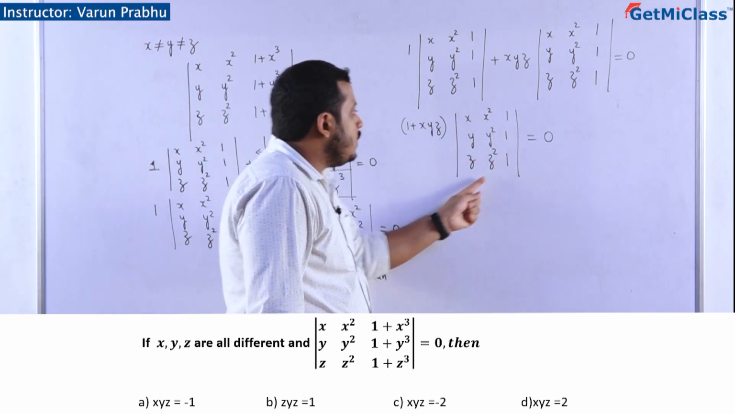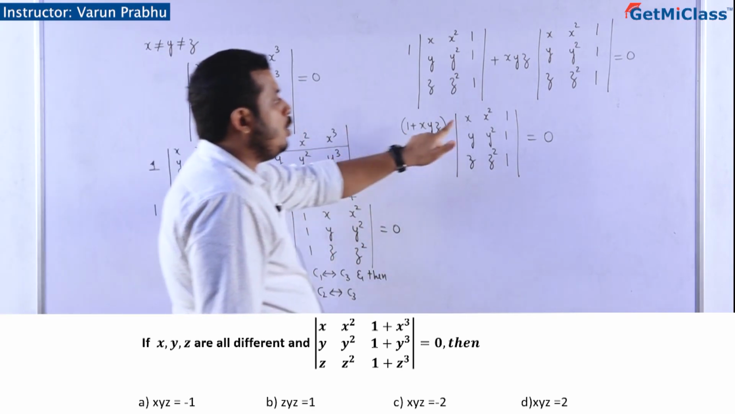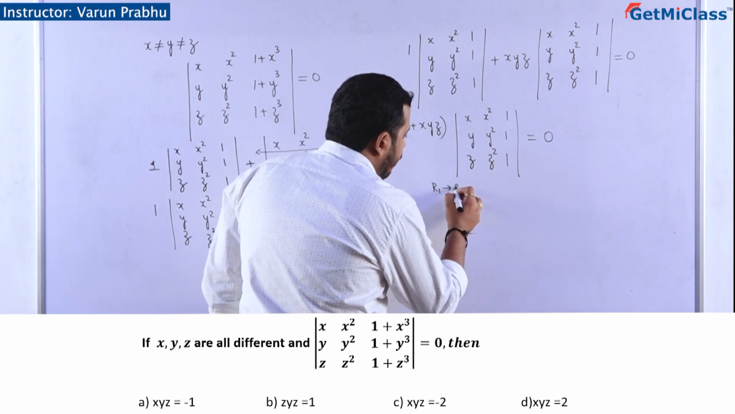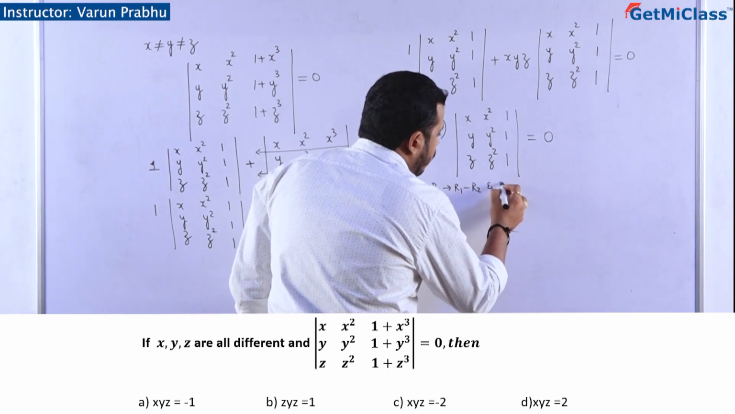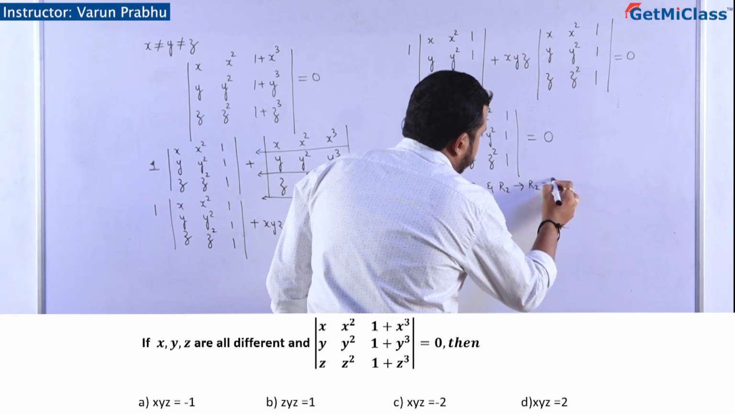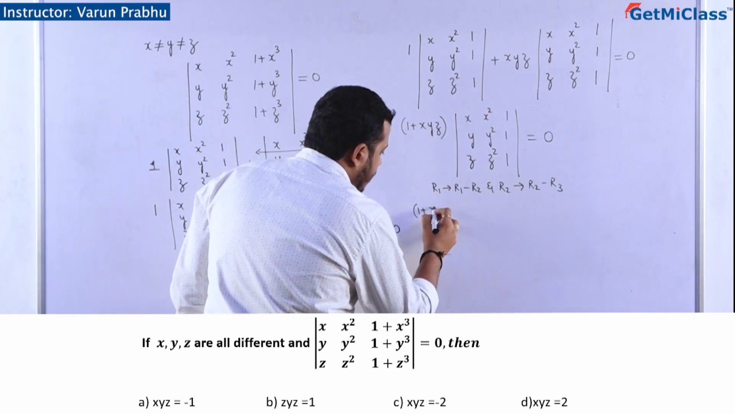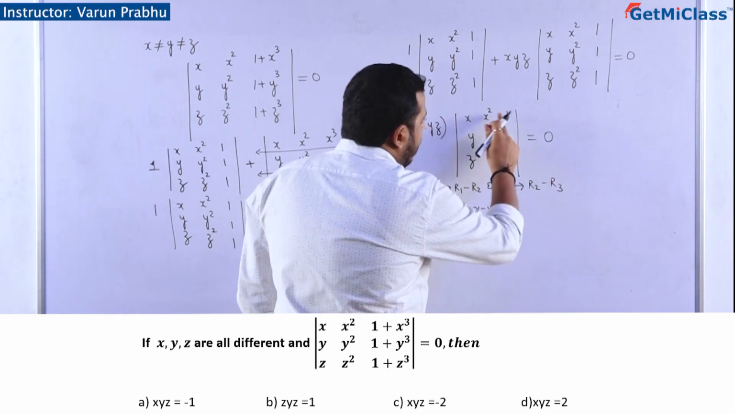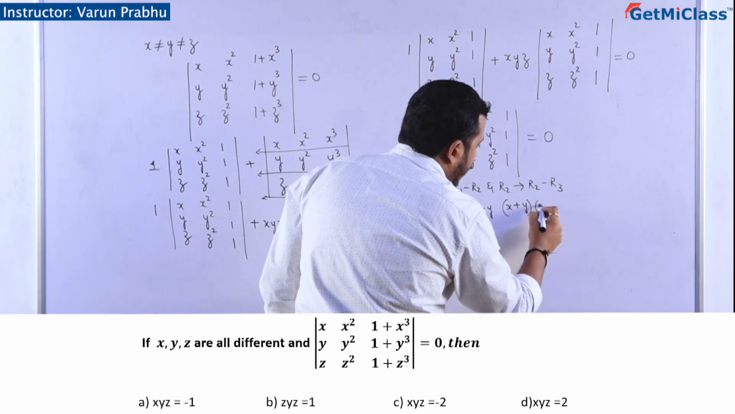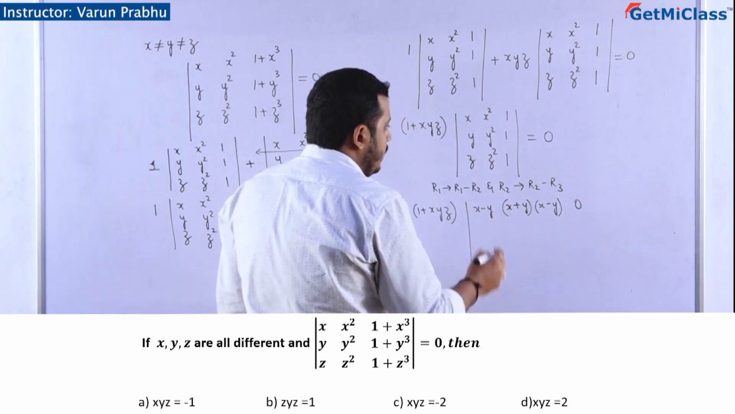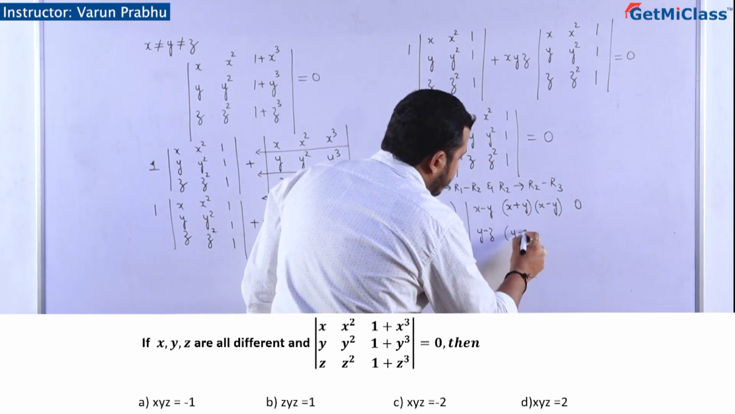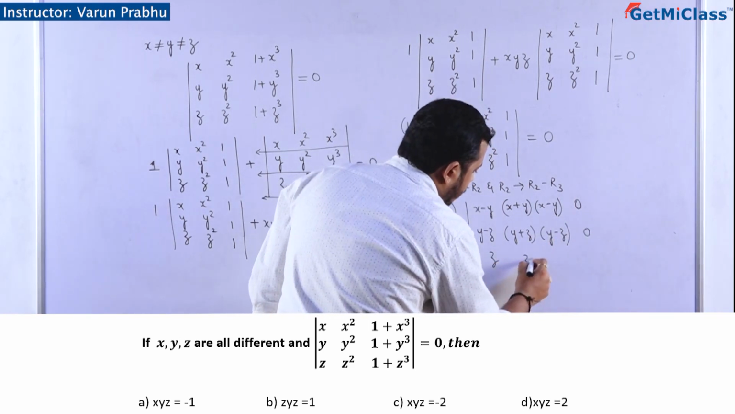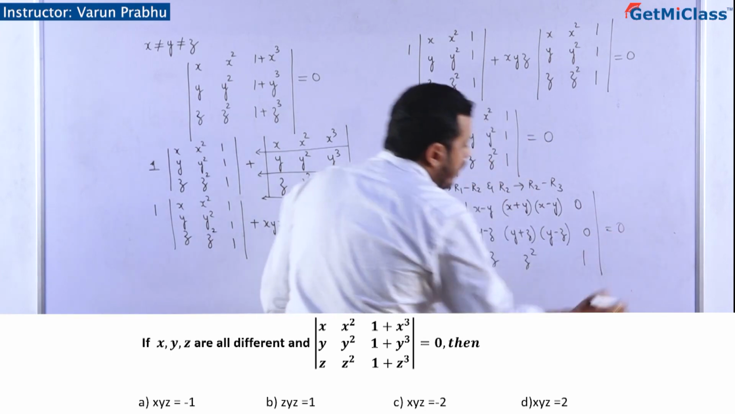Alright, so if x, y, z are not the same, then their value will never become equal to 0, right? I'll say like this, R1 becomes R1 minus R2 and R2 becomes R2 minus R3. If I say like this, I can explain this to you better. 1 plus x, y, z, determinant of x minus y, x square minus y square, which can be written as x plus y into x minus y, and this part becomes 0. Y minus z, y plus z into y minus z, and then this part becomes 0, and z, z square and 1. This value should become equal to 0.